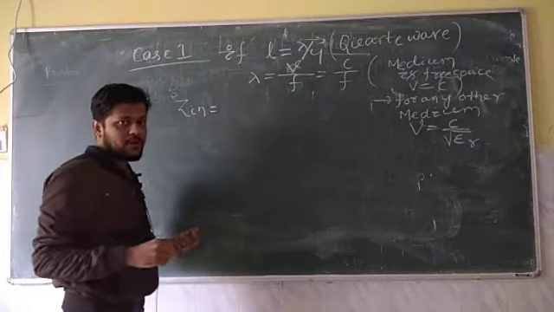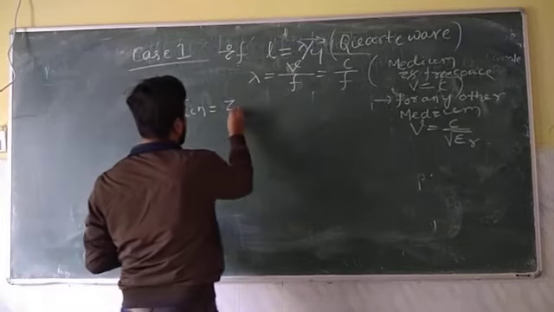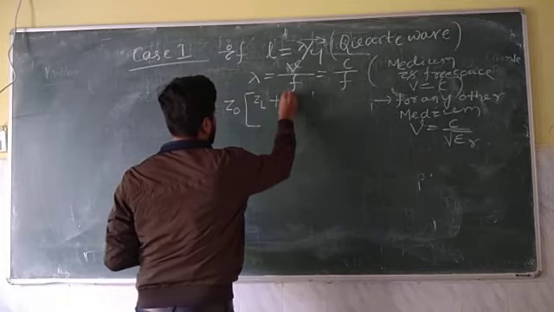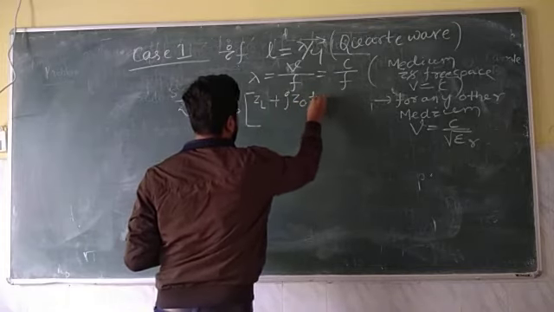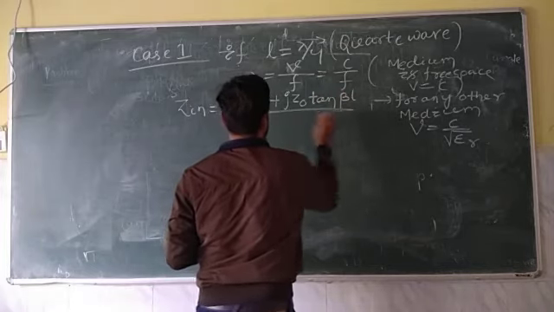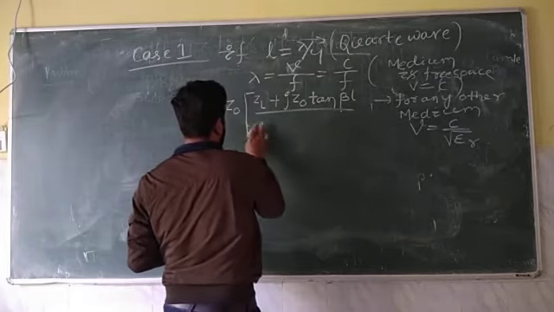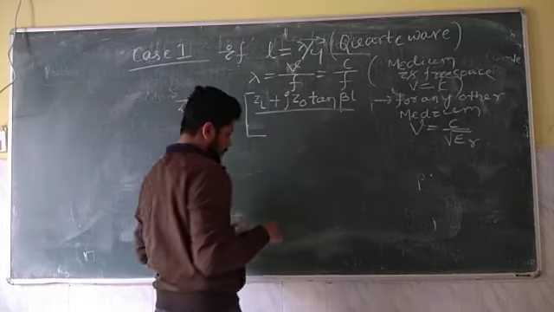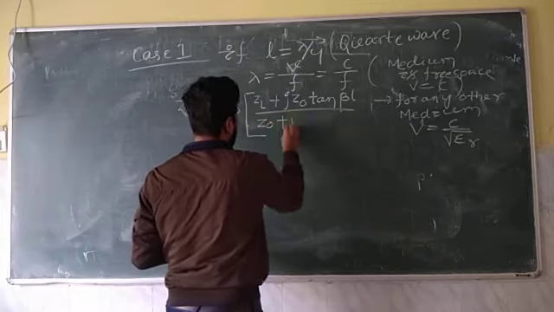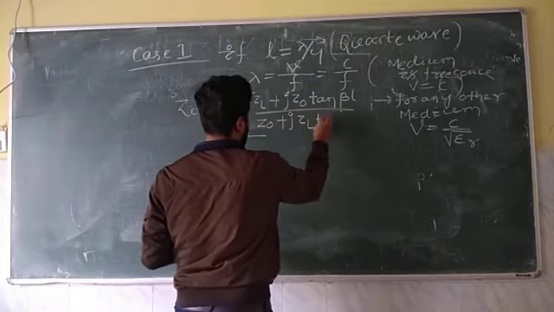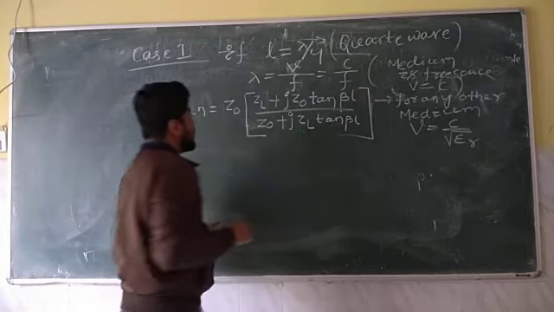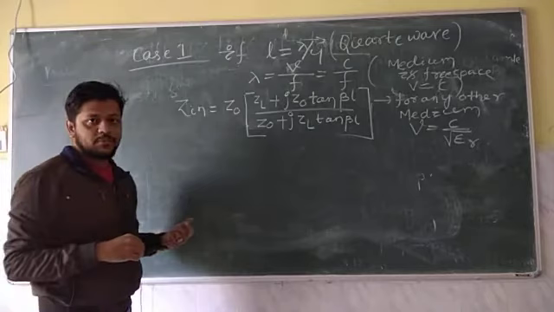What is the formula for input impedance? Input impedance Zin is equal to Z0 times (ZL plus jZ0 tan beta L) divided by (Z0 plus jZL tan beta L). So now how to calculate this beta L?